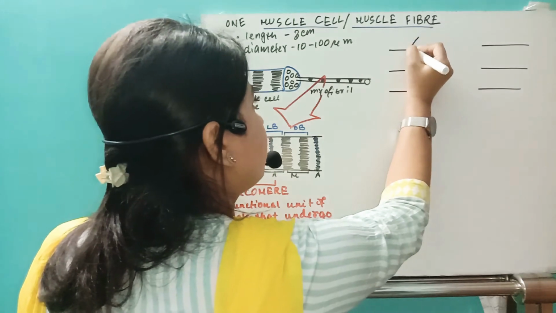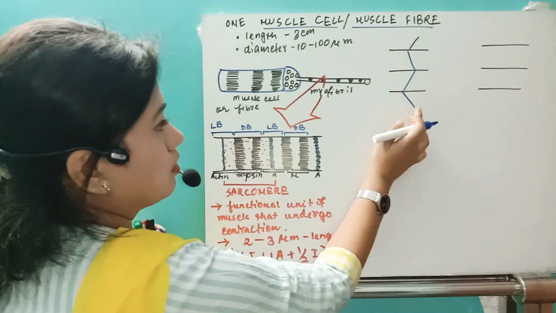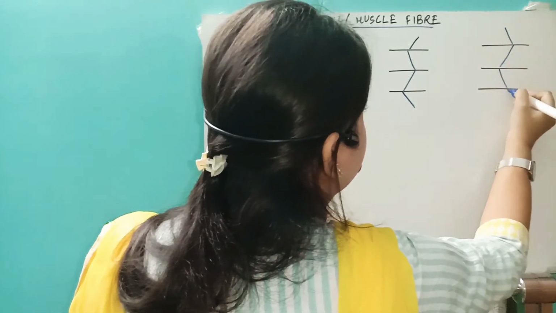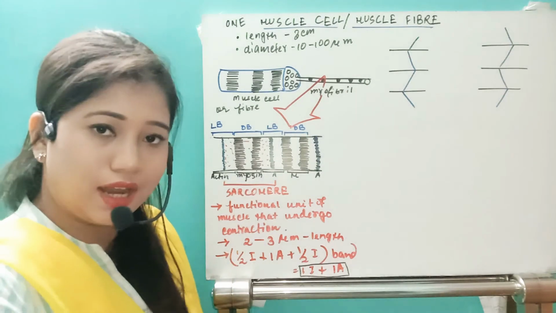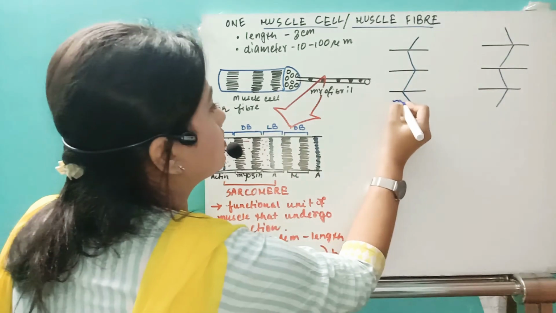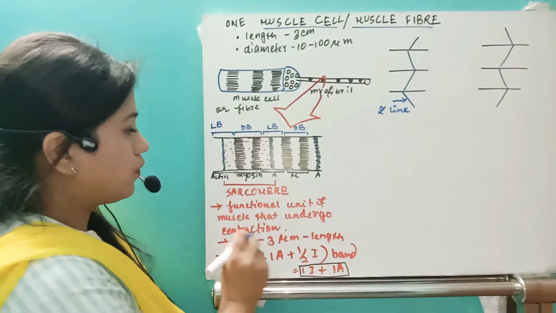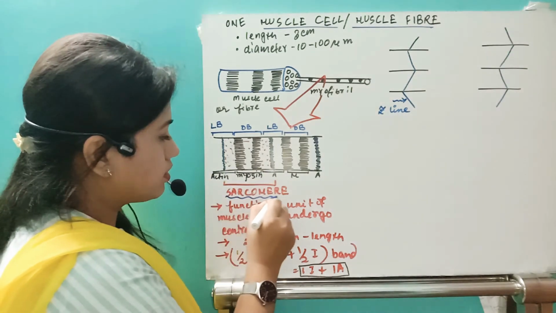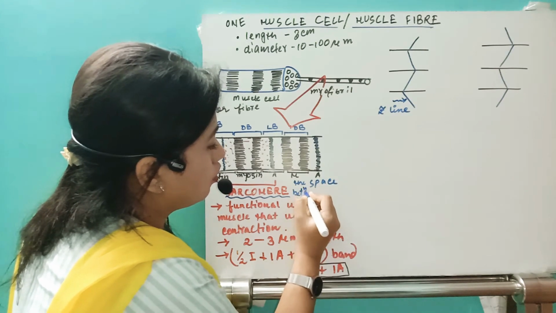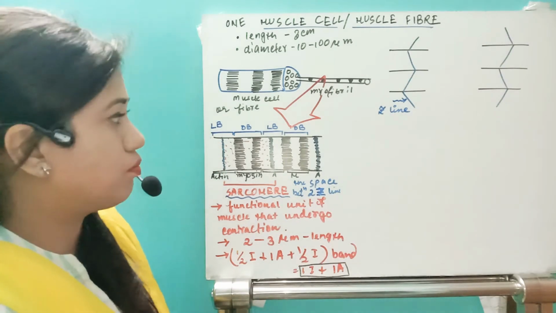Now in this light band we have this line and this line. So this line I'm going to draw, and from here also, this is the line. That means it is going to divide the I band into two parts, half of the I band here and half of the I band on this part, right? So what is this? This is the Z line. Remember, the space between two Z lines is known as one sarcomere. Okay, remember, it's a very important point.